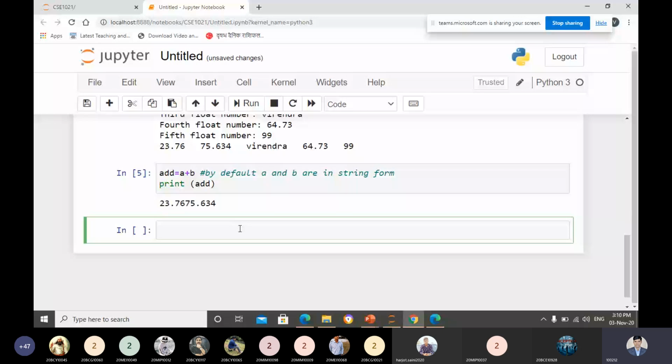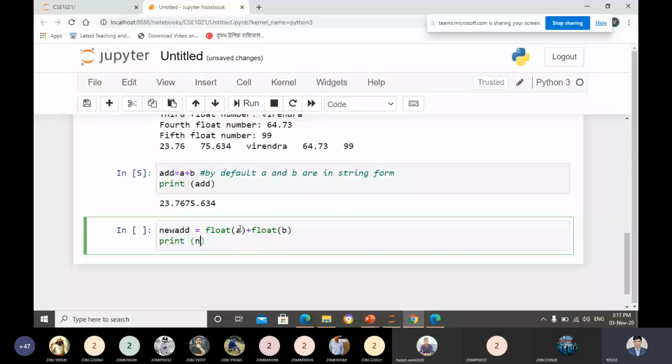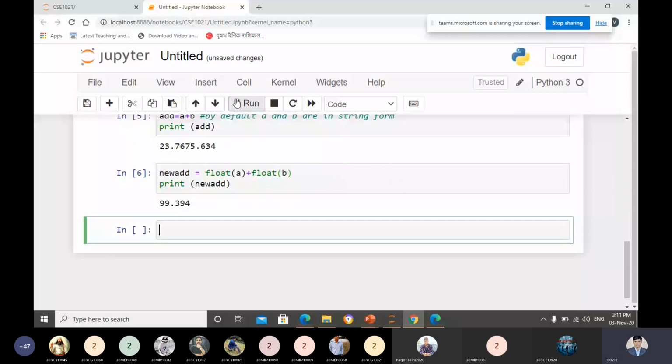How can I do that? So new addition is my new variable: float A plus float B, and then print new. Now what would be the output right now? The addition of these two numbers. Now see, that is 99.39. Now is it clear to all?